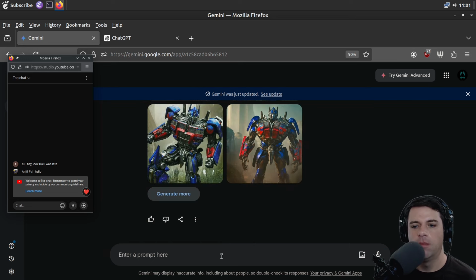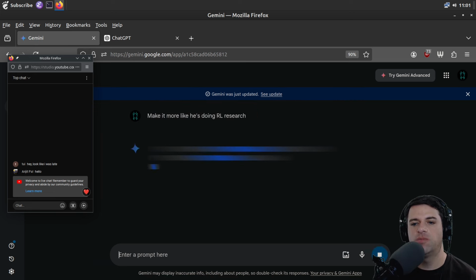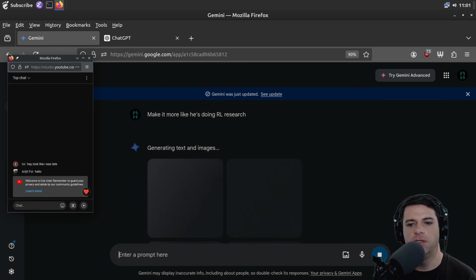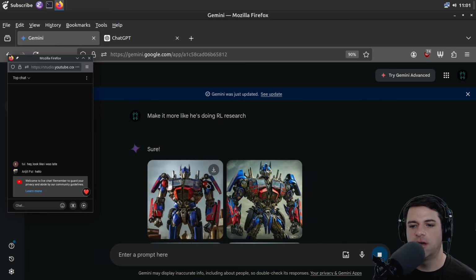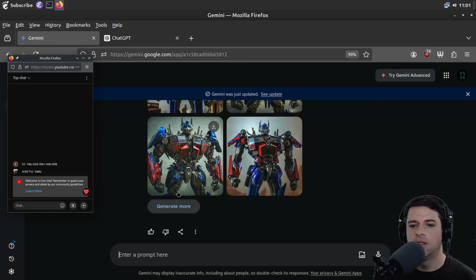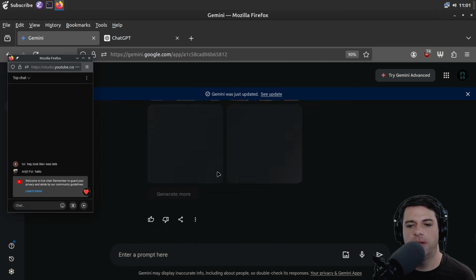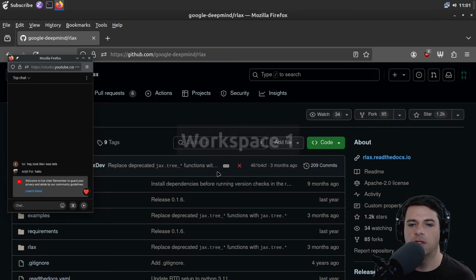Cool. Make it look more like he's doing reinforcement learning research. I'm actually surprised that it will draw copyrighted images. I mean, of copyrighted characters, or whatever the word is. Whatever the intellectual property thing that covers characters. This is not meeting my expectations, Gemini. All right, back to work.